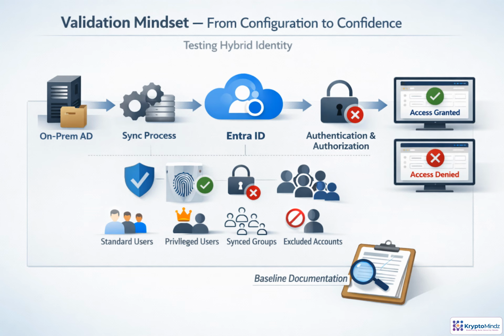Testing hybrid identity means proving the full identity path, not just confirming that synchronization completed. Begin with the source account in Active Directory. Follow it through sync into Entra ID, then verify authentication, authorization, and application access. Use representative cases: standard users, privileged users, synced groups, and accounts that should be excluded. Test both sides of access control: users who should get in and users who should be blocked. Capture baseline results early before later migration changes make troubleshooting harder.